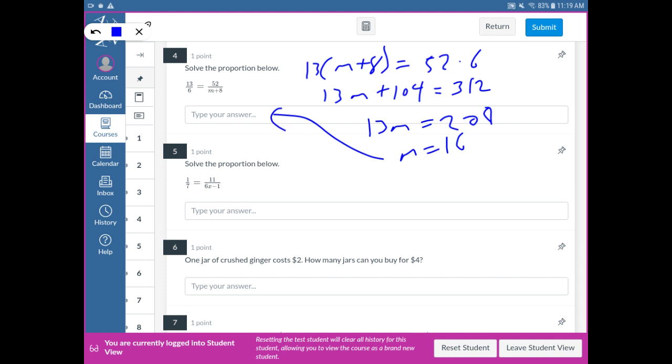Okay, so when you have to set these up like this, what I want you to do is line equals line. So 1 jar of crushed ginger is $2. So this is the jars, this is the money. Now we want $4, so this is your x here. Cross multiply, 2x equals 4, so x equals 2. So you can get 2 jars.